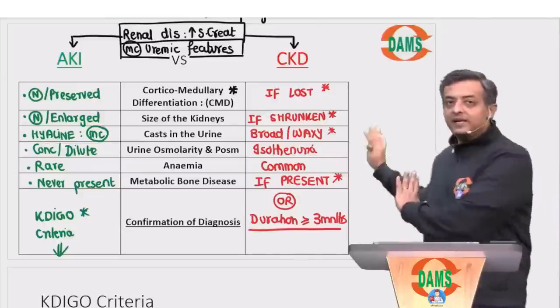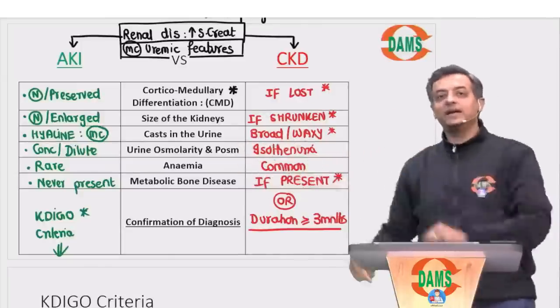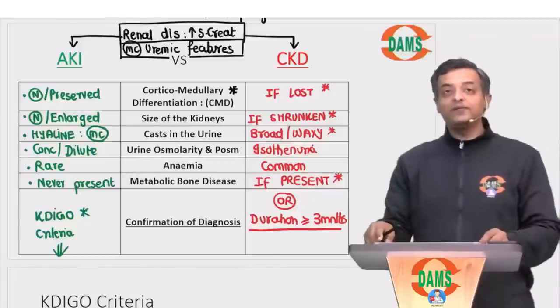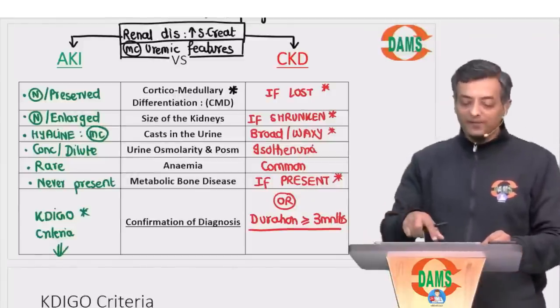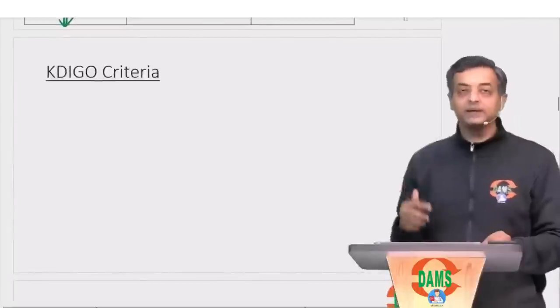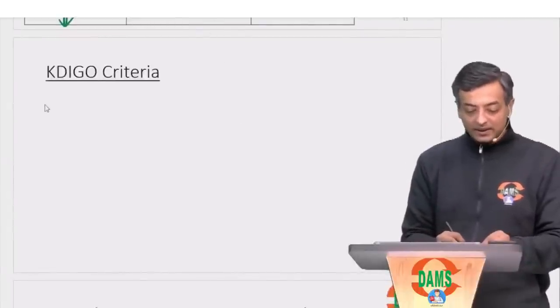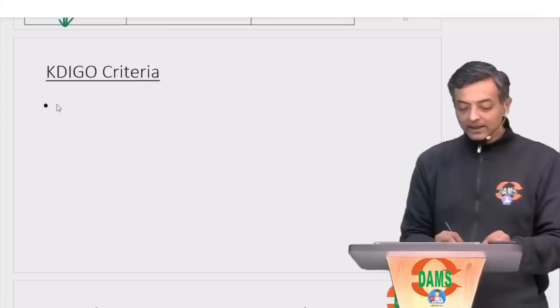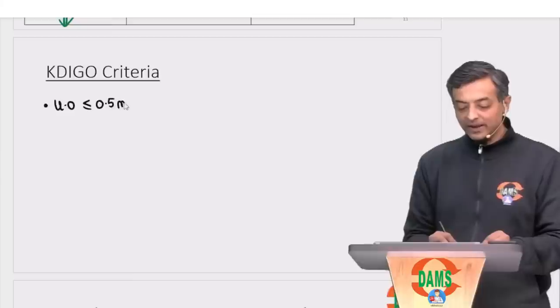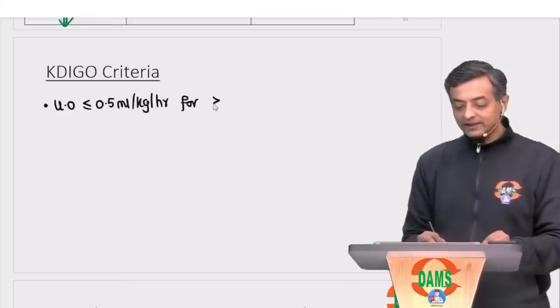So, CKD is done, focus further on AKI. AKI, to confirm diagnosis, we want to go for KDIGO criteria. Tell me, very important criteria. What does it include? Number one, KDIGO criteria says, if the urine output is less than 0.5 ml per kg per hour for 6 or more consecutive hours.